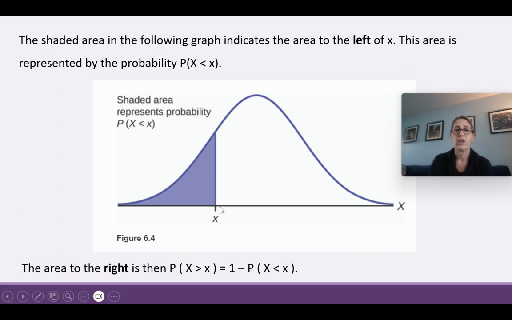Then if we want to figure out the area to the right, the area that in this picture is in white, we would do 1 minus the area that's shaded blue, okay? Because we know that all of the area under the curve equals 1. So if we can figure out the less than part, and we want the greater than part, we would just take 1 minus the less than part.